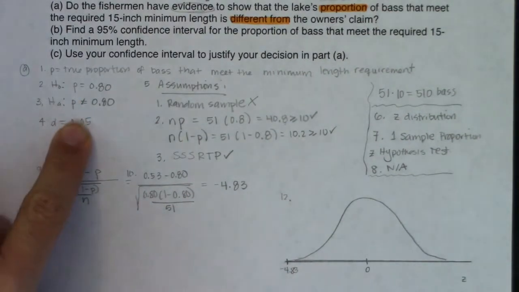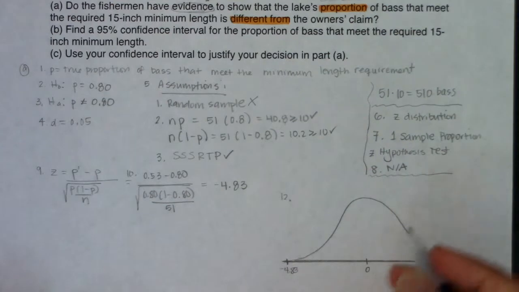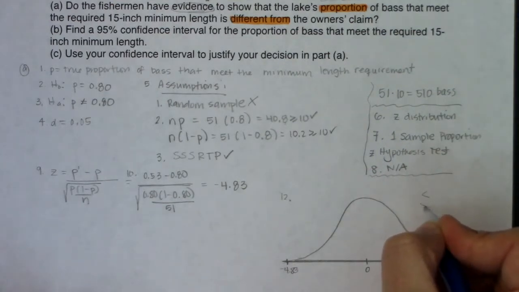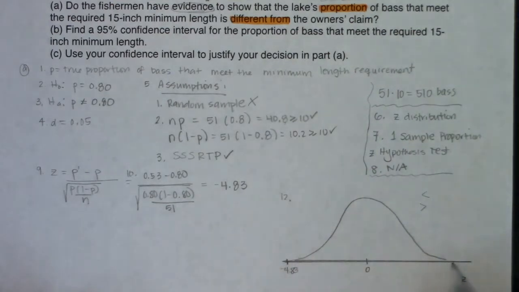Okay, so what this is saying is, if you had a less than test, I know we have a not equals to, but if we had a less than test, we would go to the left here, and there's almost no area. But a two-sided test includes not just the less than, but the greater than version. And through symmetry, positive 4.83 is over here, and the area under the curve right of 4.83 is the same as the area under the curve to the left of negative 4.83.